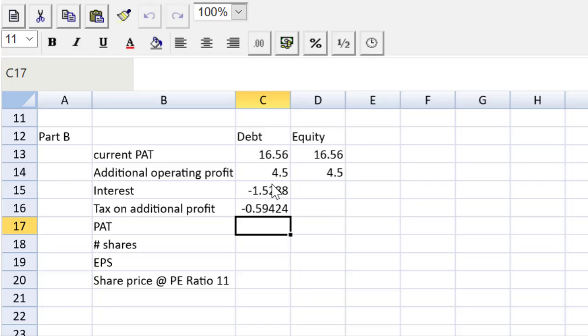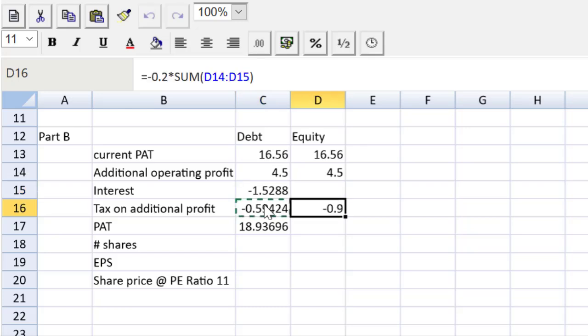Now, profit after tax will be equal to the sum of my existing profit, my additional profit, minus the new costs, okay? There we go, 18.94. Now, watch this. There will be no interest if we fund with equity, so I can just copy this cell over here, and I'll get a 0.9 million in tax. I can copy that total over here, and we get the 20.16.